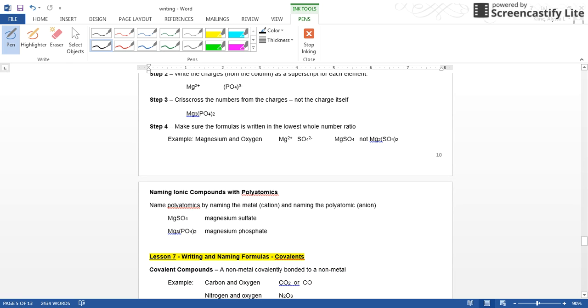Well, let's just look at this one, I guess. So if we name ionic compounds with polyatomics, you just name them as you see them. So magnesium, just name the way it is. Sulfate is just the name of this ion, okay? Let's go ahead and give one of these a try, though. I'll just write an example on the side here.